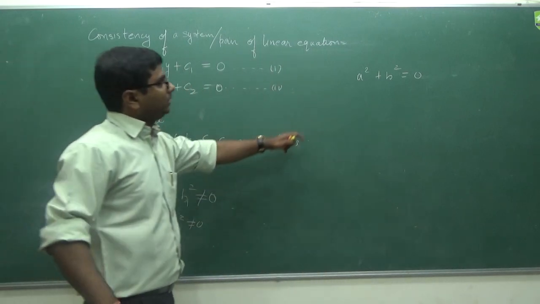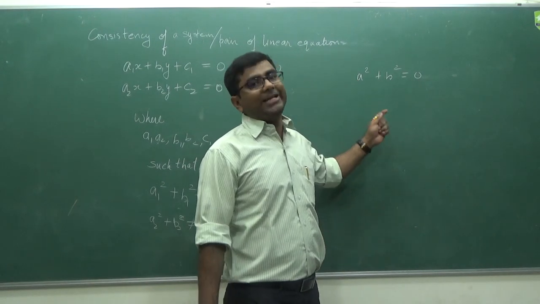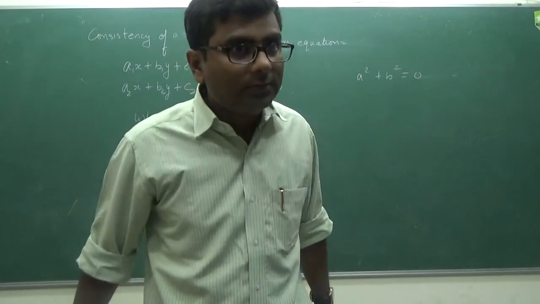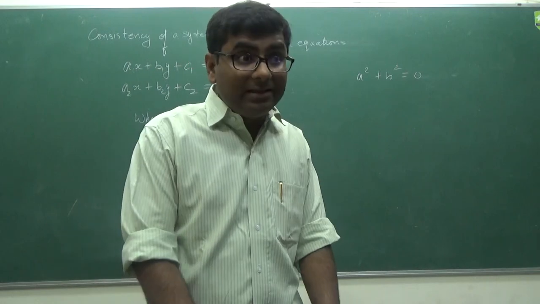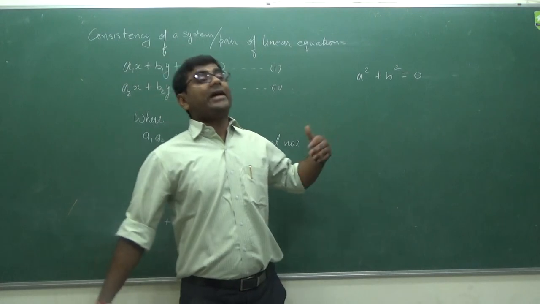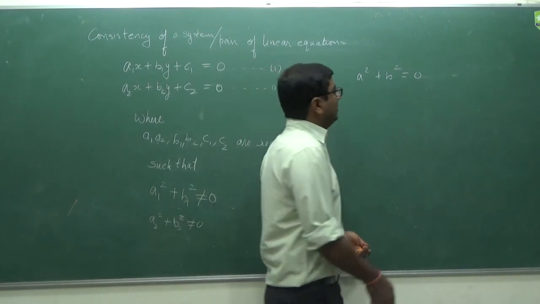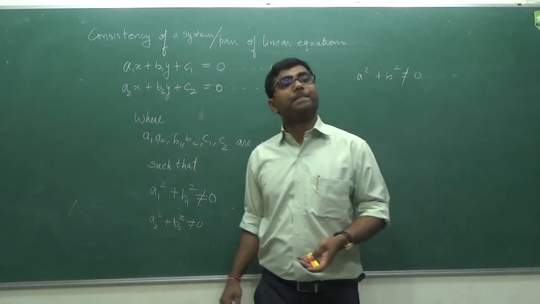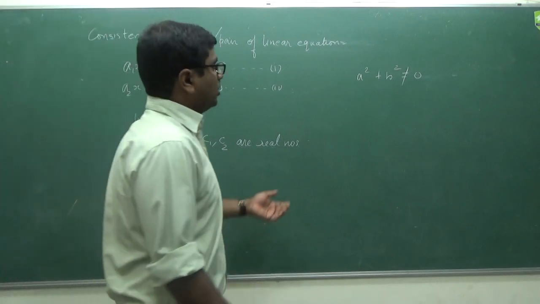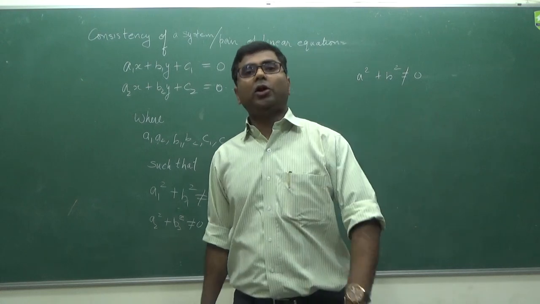Is it possible when one is non-zero, another is zero, and the sum is zero? No. a square plus b square is zero only when a as well as b both are zero. Now if I have to tell you that both a and b should not be zero, then I must say this. So why the square? Because in any other case, you will not be able to say that.